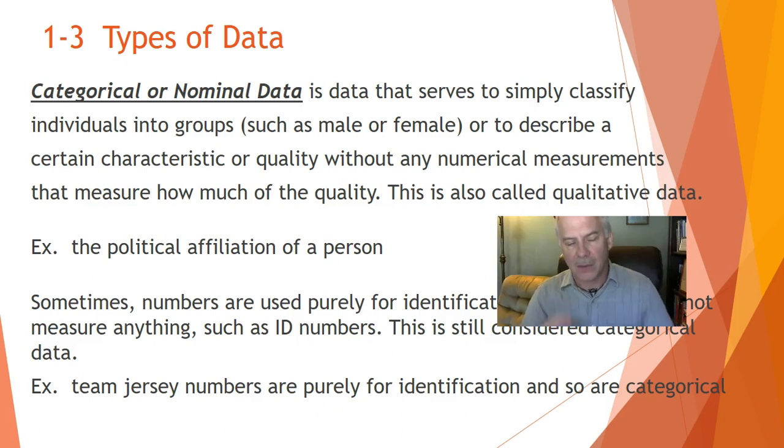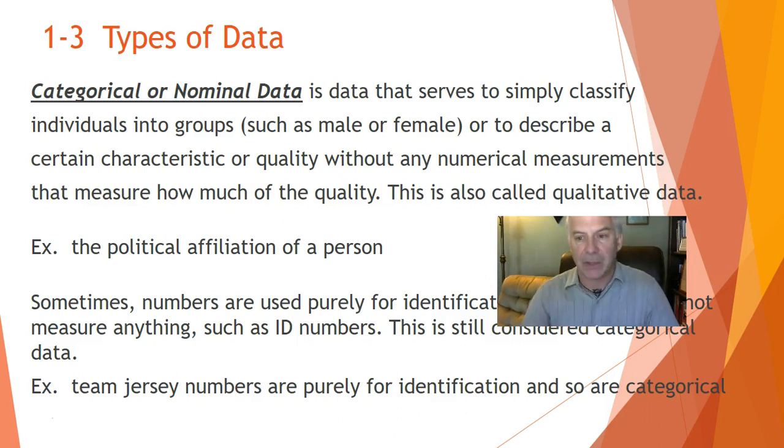Now, the first category or the first type of data, you can't do statistics with it at all, because the categorical or nominal data is data that serves to simply classify individuals into groups such as male or female. So if you're writing down the sex of the person, male or female, that is qualitative data. Or it could be some label to describe a certain characteristic or quality without any numerical measurements that measure how much of the quantity. This is also called qualitative data.